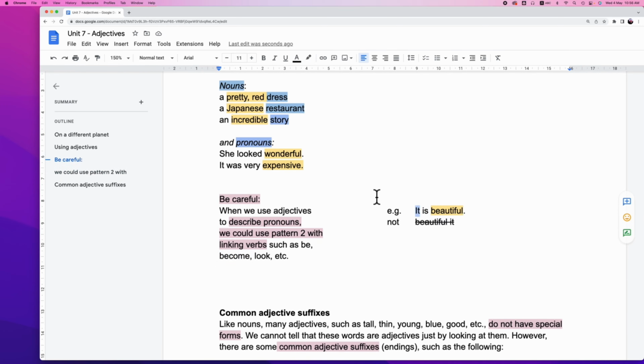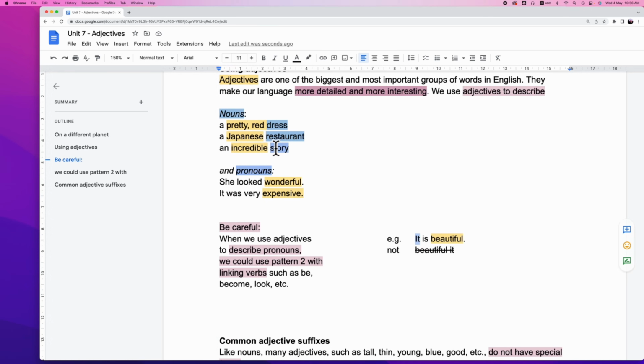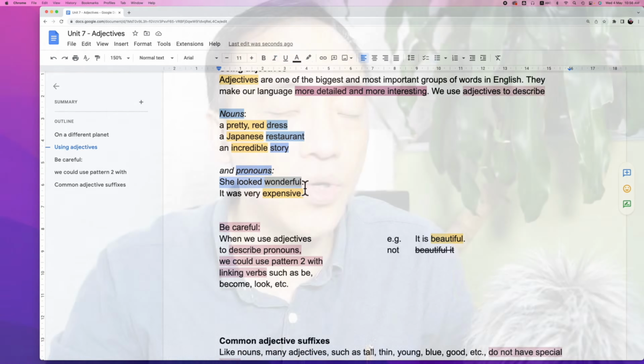Unlike the positions where we put an adjective to describe a noun, pretty or red can be put directly in front of the noun, but with a pronoun, we can't do the same. We have to say she looked wonderful or she is wonderful. So you can tell the positions of adjectives when they are dealing with nouns and pronouns are slightly different, and we have to be cautious about that.